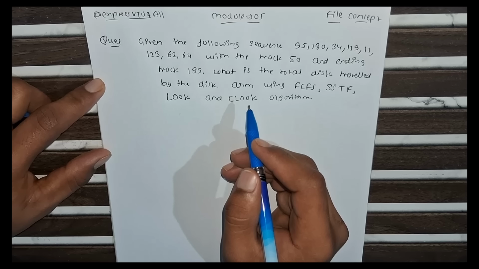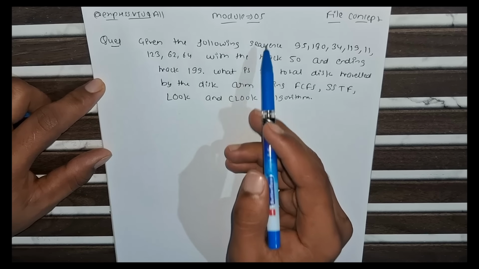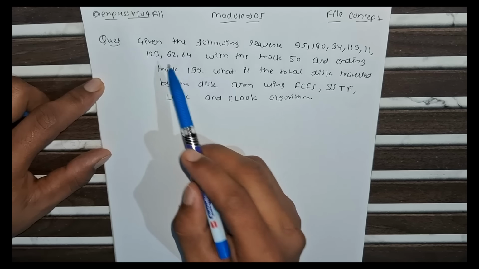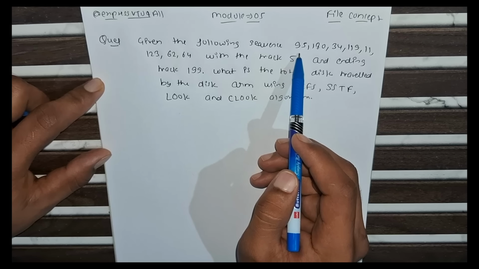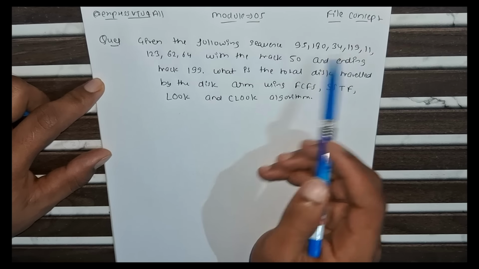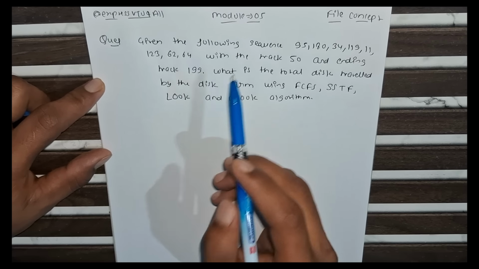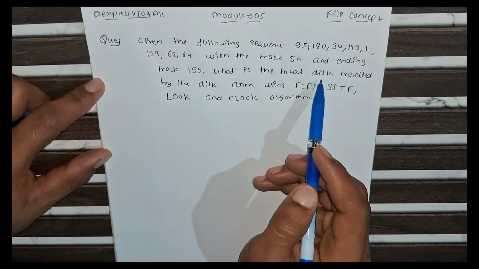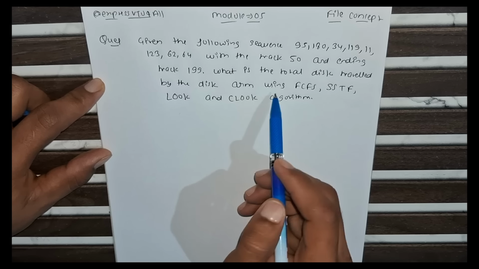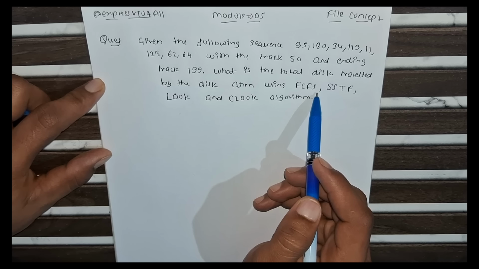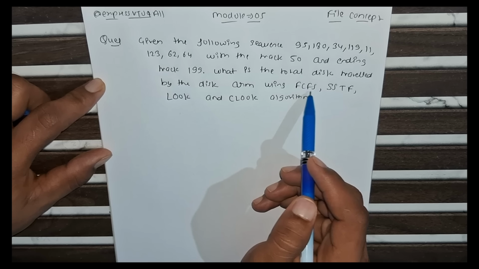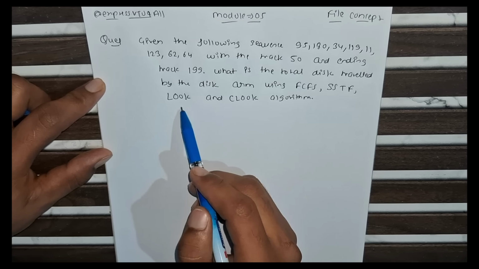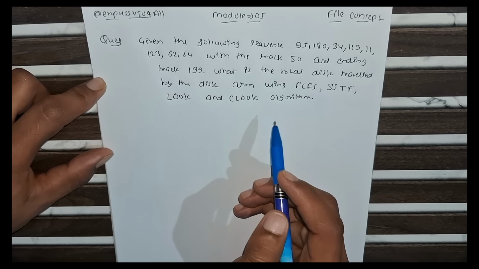In this video, we are going to solve a very important problem from Module 5, File Concept. The question is, given the following sequence 95, 180, 34, 119, 11, 123, 62 and 64 with the track 50 and ending track 199, what is the total disk traveled by the disk arm using FCFS, SSTF, LOOK and CLOOK algorithms?